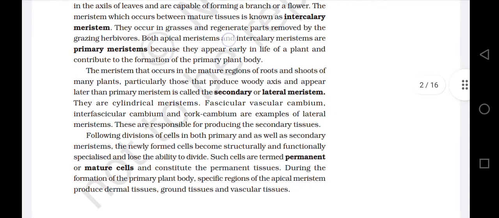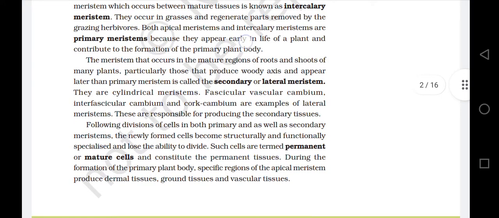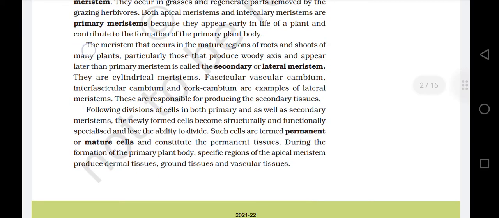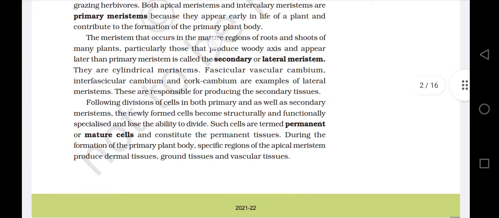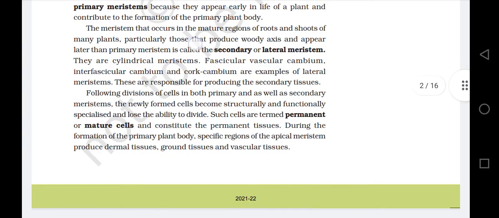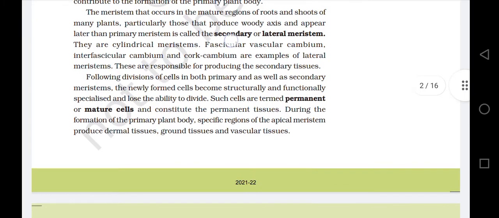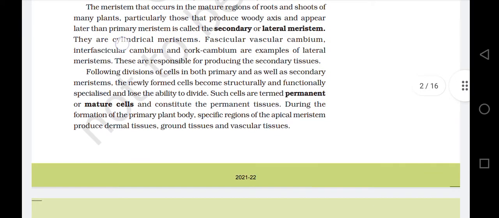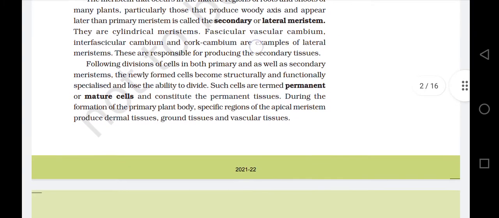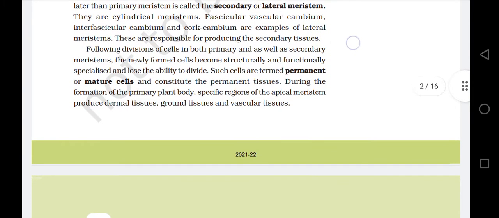Both apical meristem and intercalary meristems are primary meristems because they appear early in the life of a plant and contribute to the formation of the primary plant body. The meristems that occur in the mature regions of roots and shoots of many plants, particularly those that produce woody axis, and appear later than primary meristem, are called the secondary or lateral meristem. They are cylindrical meristems. Fascicular vascular cambium, interfascicular cambium, and cork cambium are examples of lateral meristems. These are responsible for producing the secondary tissues.